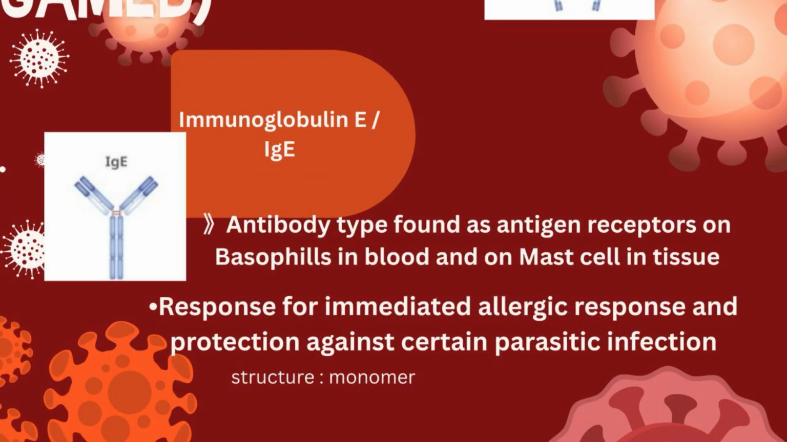Next is immunoglobulin E or IgE. IgE plays a major role in allergic reactions. It attaches to antigen receptors on basophils in the blood and mast cells in the tissues. When allergens bind to IgE, these cells release substances that trigger an immediate allergic response. IgE also provides protection against certain parasitic infections. Its structure is a monomer.